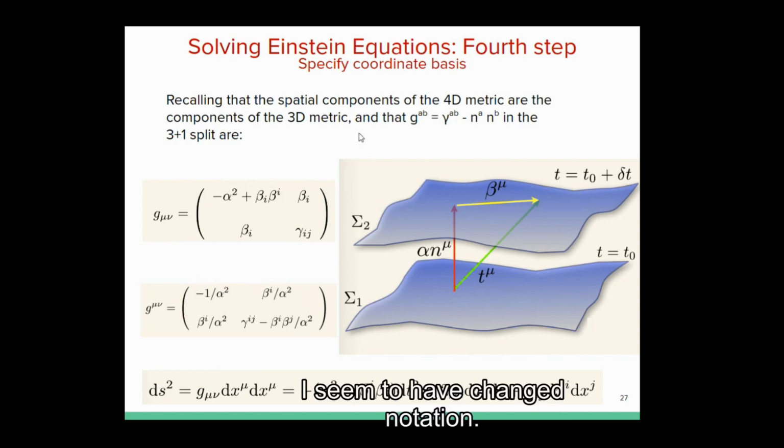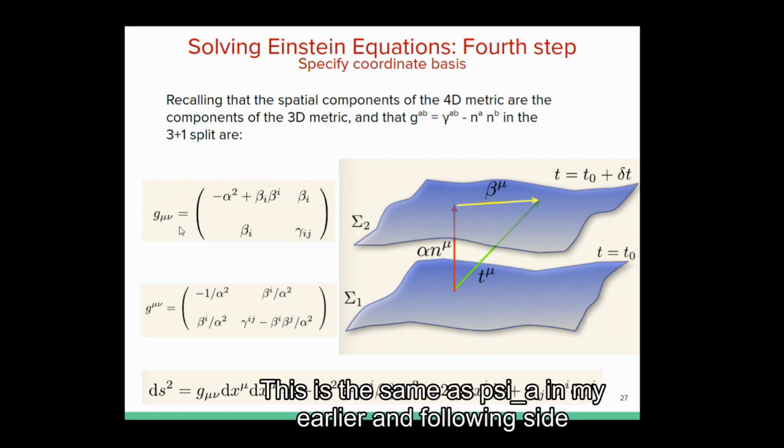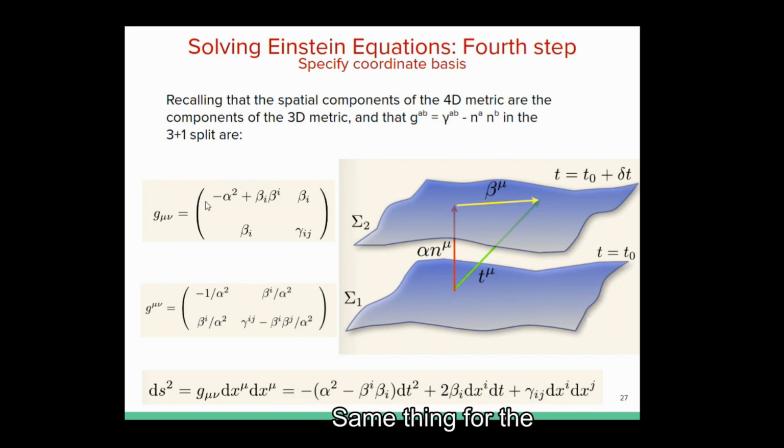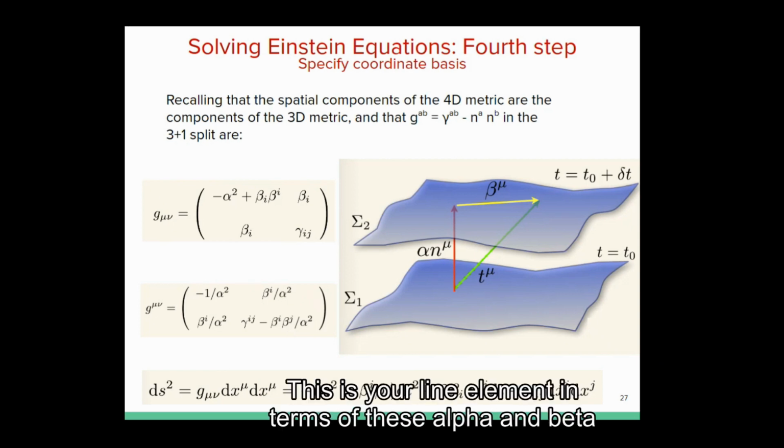Please note, I seem to have changed notation. This is the same as psi A in my earlier and following slides. It shouldn't say G, it should say psi. Same thing for the inverse metric and so on. This is your line element in terms of these alpha and betas.